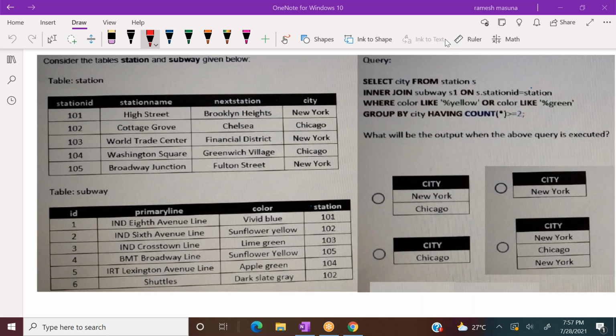Yeah. Solve this question. I'll give you 2 minutes of time. Please try to solve this question first. Please solve this question. I'll give you 2 minutes of time. Please solve.